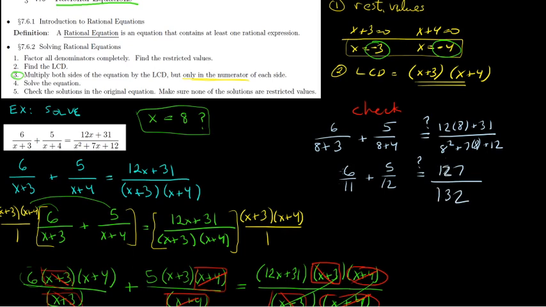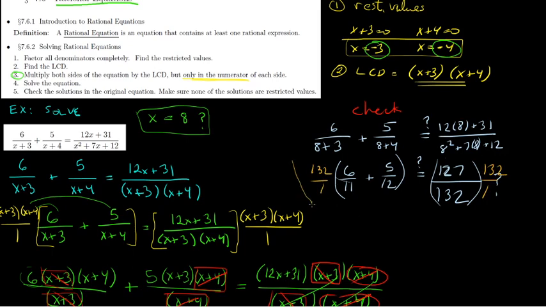So is 6 over 11 plus 5 over 12 equal to 127 over 132? I don't know the answer to that offhand. So there's two ways of doing this. You can just add these two fractions, get a common denominator. It's 11 times 12, but you'll notice 11 times 12 is 132. So if we multiply both sides by 132, this might be a quick way of doing this.